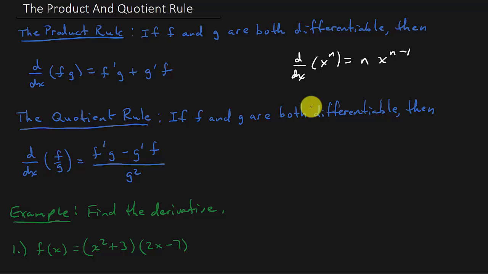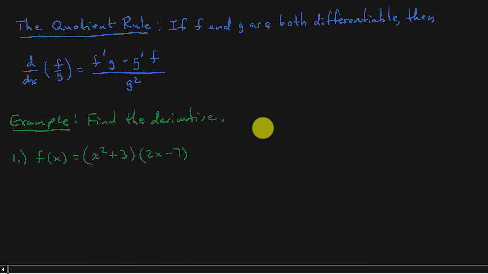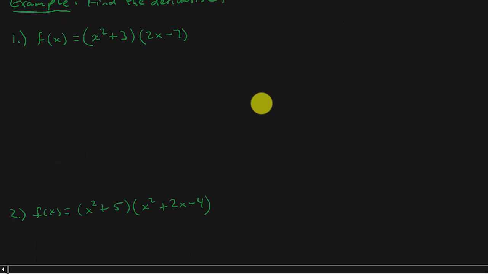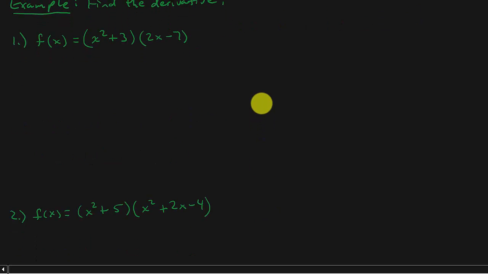All right, so let's work some examples. I've got quite a few examples: some product rule, some quotient rule, and then we'll do some other things like find an equation of a tangent line, that good stuff. So let's find the derivative. Here's the first function, x squared plus 3. Our second function is 2x minus 7. We want to find the derivative.